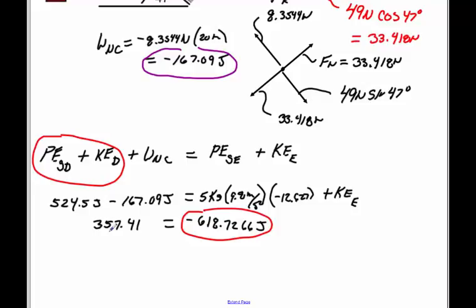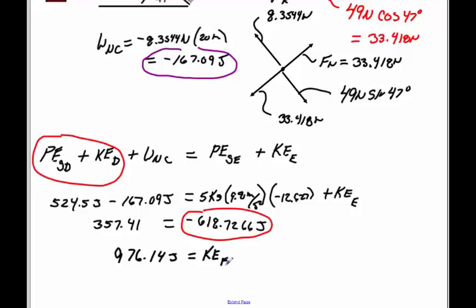Do that real quick. That's going to give me... let me do it one more time. I messed that up. Sorry. Keyed it in wrong. 357.41 plus 618.7266. That gives me a value of roughly 1366 joules of kinetic energy.